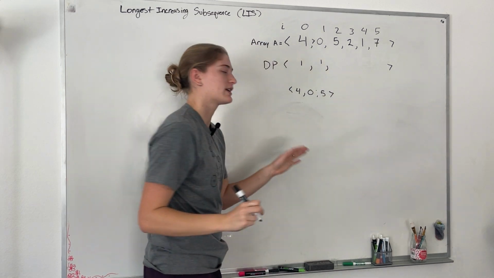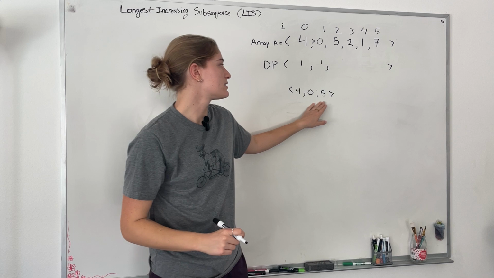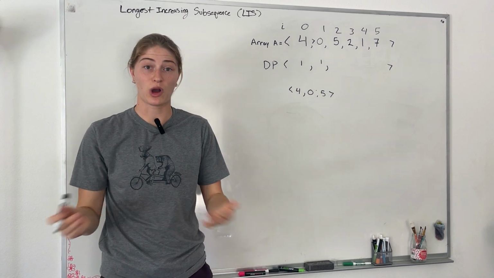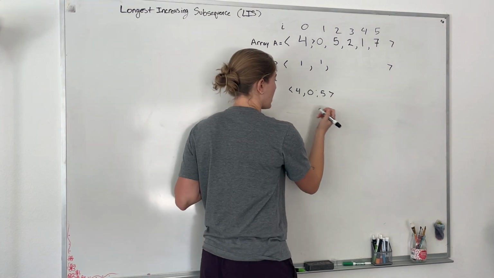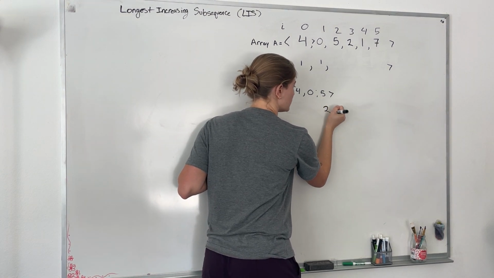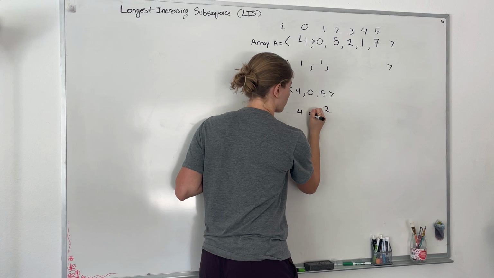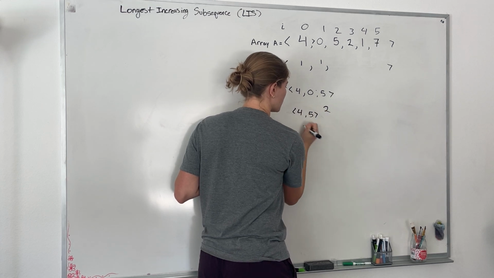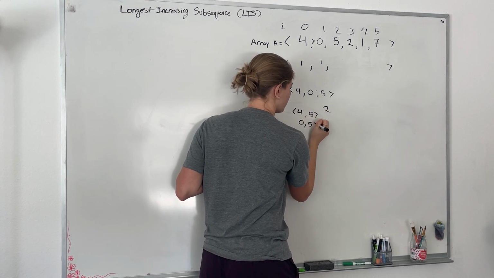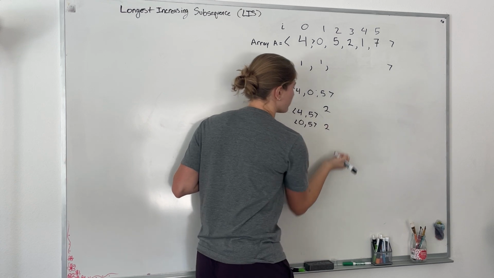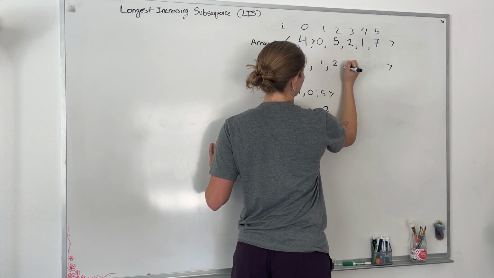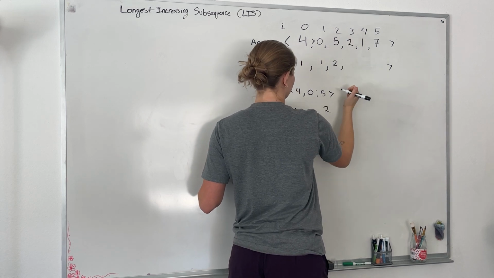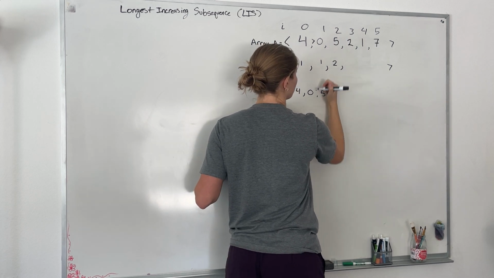And now this is where it gets interesting. What's the longest increasing subsequence here? Well, we finally have a value that's greater than both of these. So that means that we have a longest increasing subsequence of 2. Because you can do 4, 5 as one option, or you can do 0, 5 as another option. And both of those are length 2. So you're going to add 2 to your DP array for index 2. And we're going to continue on.